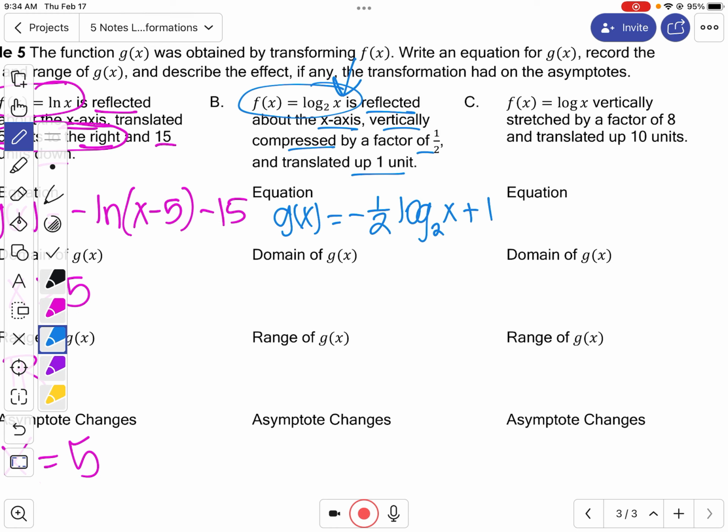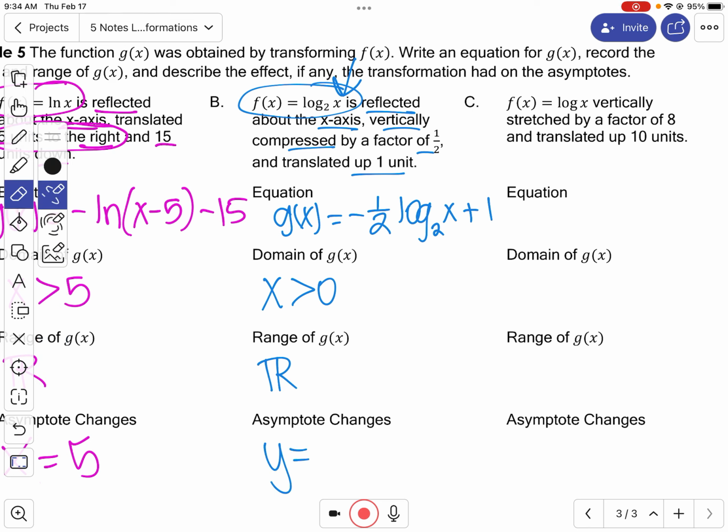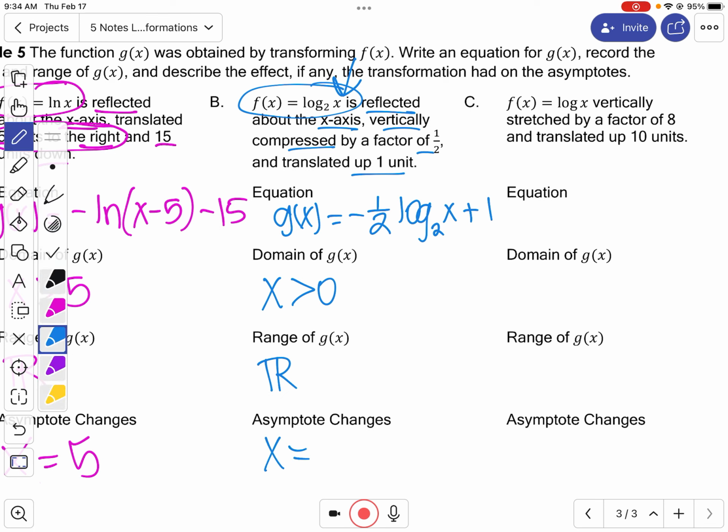Since there's no horizontal shift, my domain will stay as x is greater than 0. And my range will be all real numbers. I keep writing y there. So my vertical asymptote will stay at x equals 0.